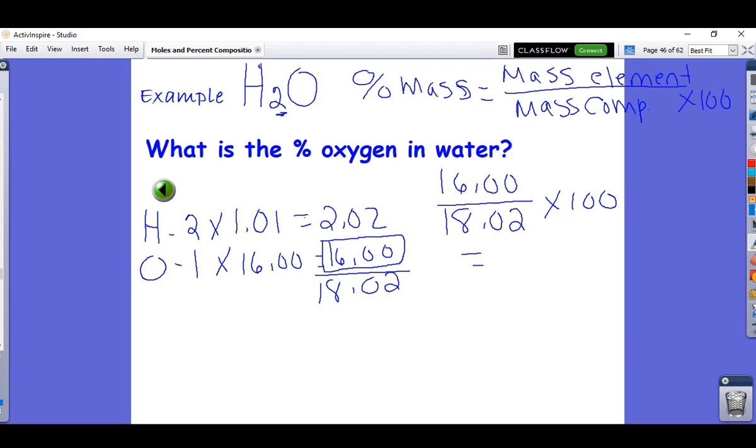When you punch in 16.00 divided by 18.02, you should get a decimal of point 8879 or something like that. Then you're going to times that by 100, and that gives you 88.79%.